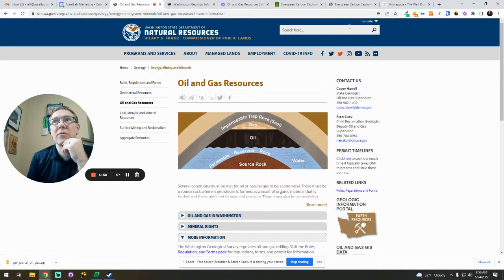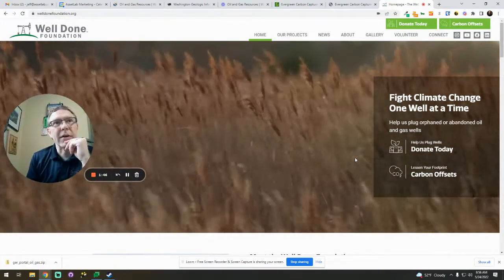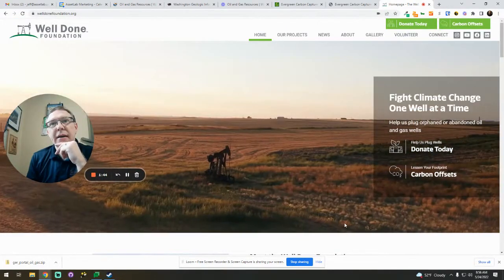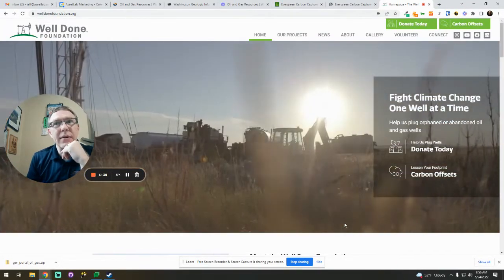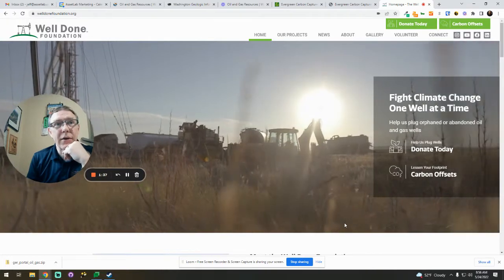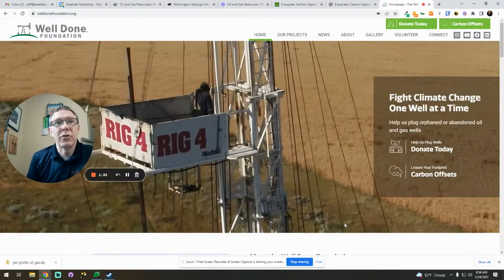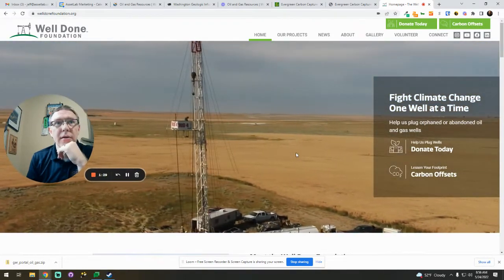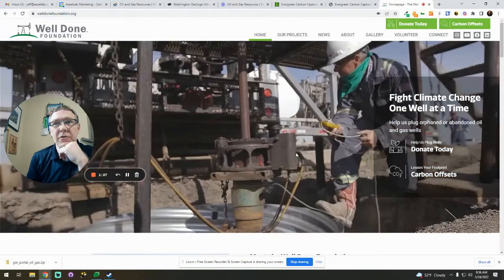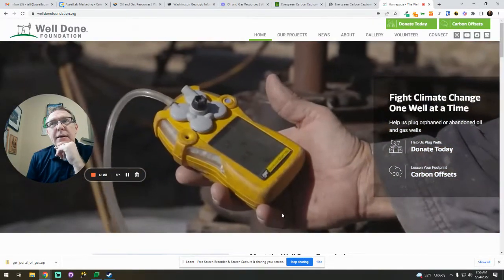So it's really substantial. And there's an organization here in Montana called the Well Done Foundation that helps. Their mission is to identify and cap these old oil and gas wells to eliminate the greenhouse gas emissions. So I'm very much looking for an oil well that we could partially sponsor or fully sponsor the recapping of to eliminate the carbon emissions.